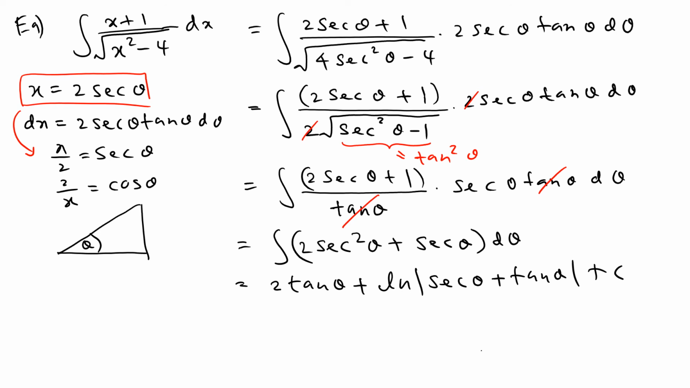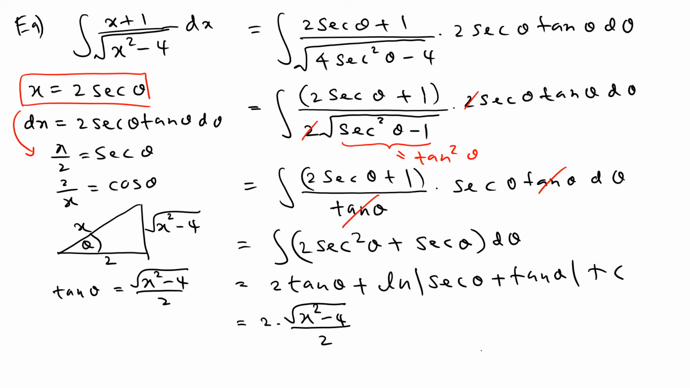And then this is a cosine, so it is 2 over x, and so this side can be the square root of x squared minus 4. Now we can find secant and tan here. Secant we already know, and according to this, tan theta is the square root of x squared minus 4 over 2. So we can substitute for all of them. It is 2 tan theta, which is the square root of x squared minus 4 over 2, plus ln of secant, which is x over 2, plus tan, which is the square root of x squared minus 4 over 2, plus c.